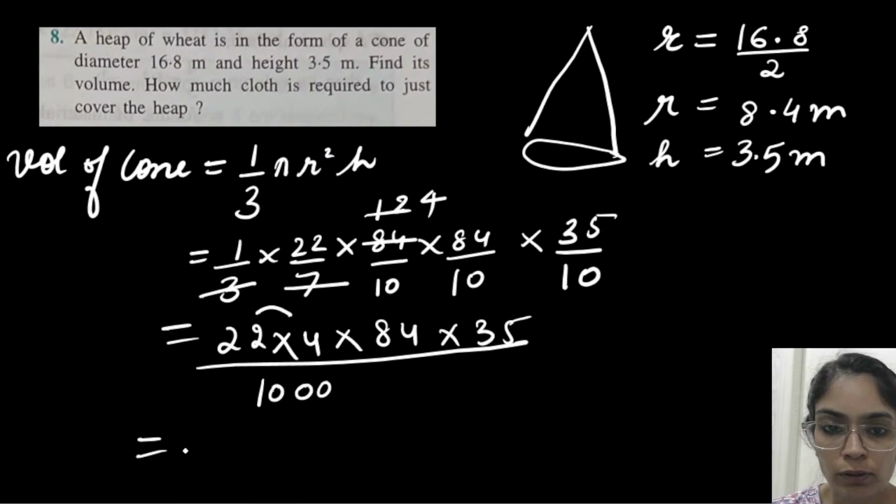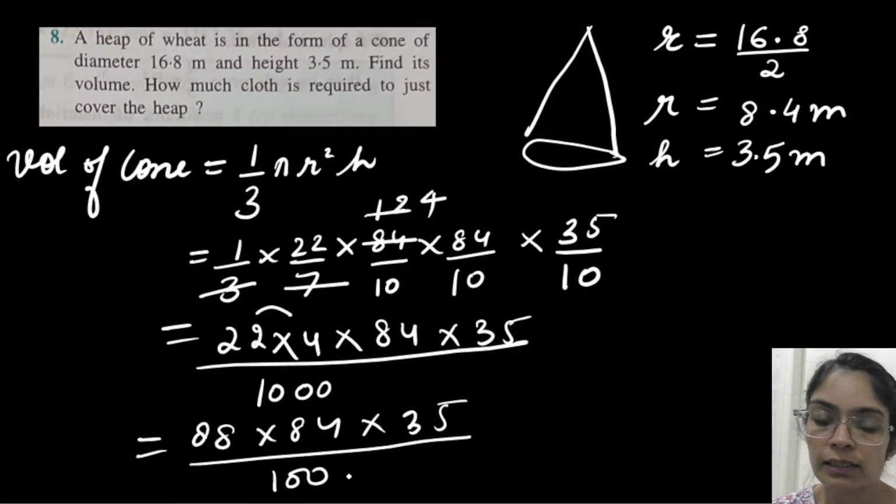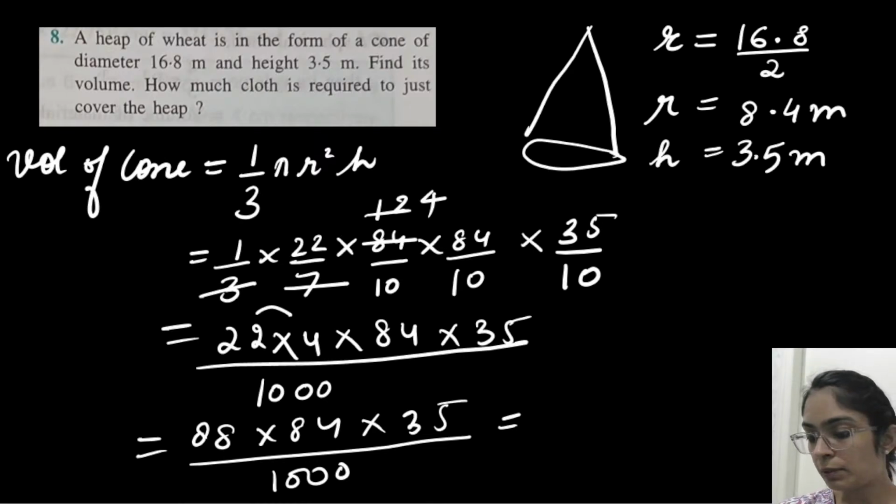So now we know 22 into 4 is 88. 88 into 84 into 35. I want you to do the calculation. Don't do any cancellation. Just do the multiplication, and we will convert this multiplication directly into decimal form.